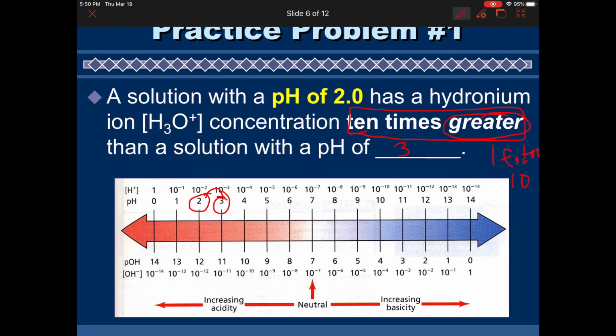If we were looking at, let's say, 9 and 11, right? If we change from 11 to 9, what's happening to the H plus concentration? Well, from 11 to 10 would be 10 times, and from 10 to 9 would be 10 times. So in total, we're changing by 100 times. Are we getting more or less acidic? Well, our pH is going down, so we're getting more acidic, which means we have 100 times more H plus, right?